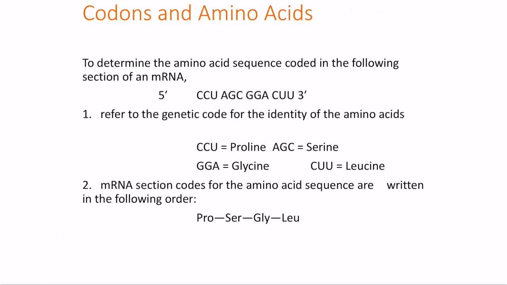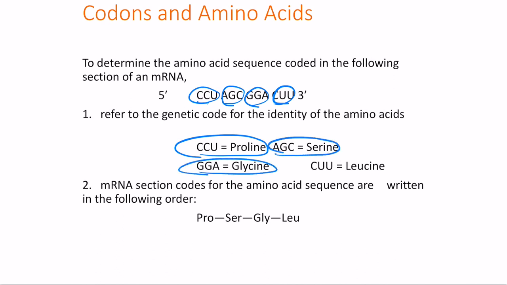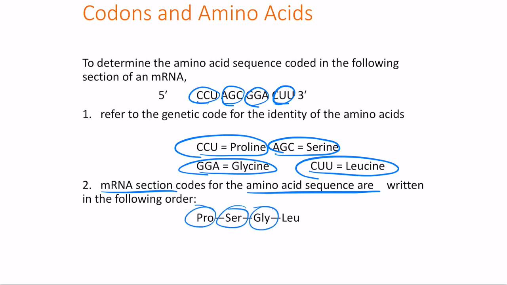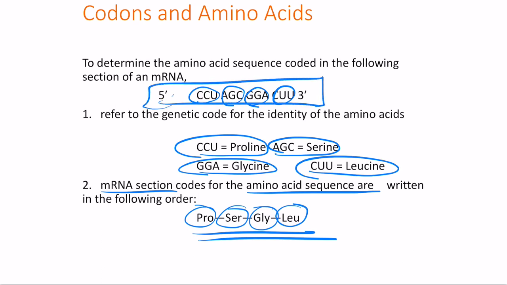synthesis. So for example, to determine the amino acid sequence in the code, we refer to the code here and we split it into groups of three bases. So CCU here represents proline, AGC represents serine, GGA represents glycine, and CUU represents leucine. So the final mRNA here is going to attach these structures to create proline, serine, glycine, leucine. So this is the polypeptide that it generates from the mRNA sequence that we have here.